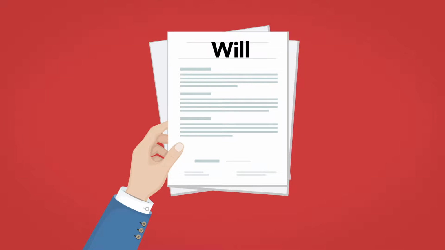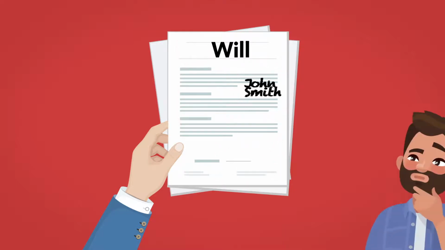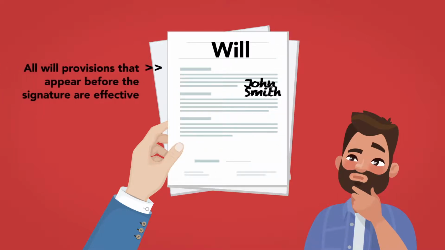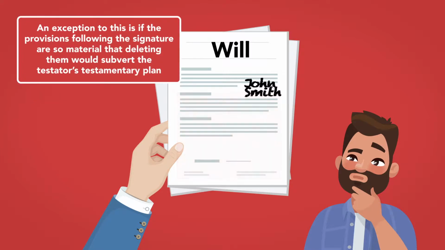In most states, there is no requirement that the testator sign at the end of the will. The signature can appear anywhere, but signing anywhere but the end can create confusion as to the intended effect of provisions that appear after the signature. The generally accepted view is that all will provisions that appear before the signature are effective, while the provisions following the signature are ineffective. An exception to this is if the provisions following the signature are so material that deleting them would subvert the testator's testamentary plan. In such a case, the entire will is void.